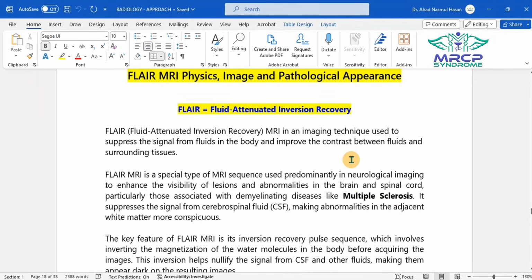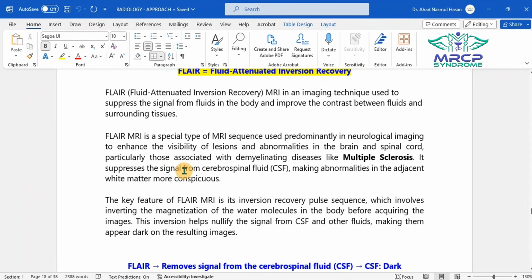So with respect to multiple sclerosis, always remember we go for the FLAIR sequence. It suppresses the signal from the CSF, making abnormalities in the adjacent white matter visible. In multiple sclerosis, there will be disseminated or widespread degenerative white matter plaques. These plaques may get confused with the color of the CSF, so we suppress the signal from the CSF, and only the plaques appear bright. This is the physics behind going for FLAIR in multiple sclerosis.